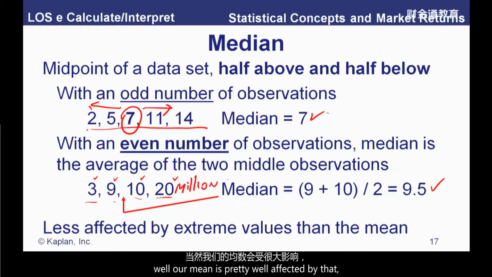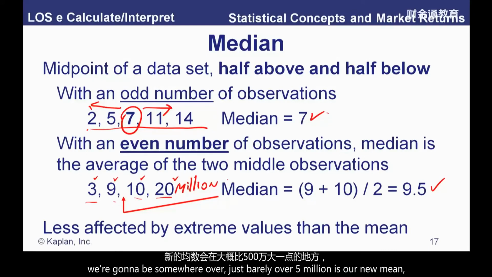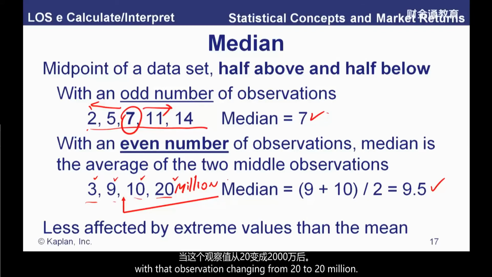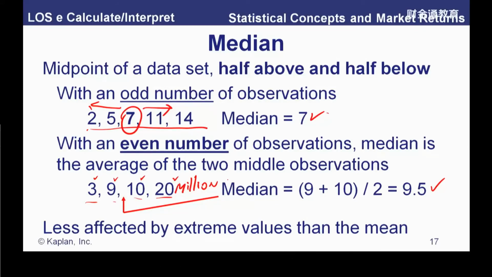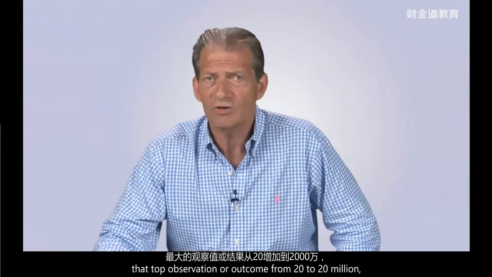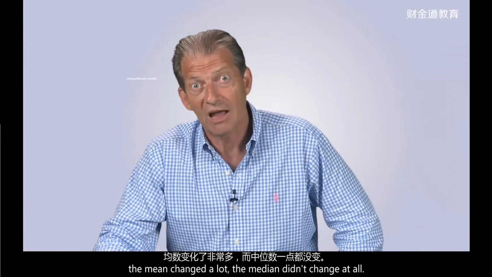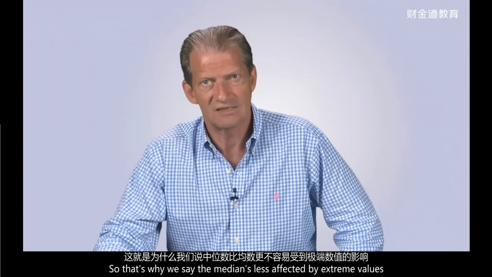Well, our mean is pretty well affected by that. We're going to be somewhere just barely over 5 million as our new mean, with that observation changing from 20 to 20 million. But what happened to the median? Well, our midpoint is still the same. We're still halfway from 9 to 10. So we increased that top observation from 20 to 20 million. The mean changed a lot. The median didn't change at all.